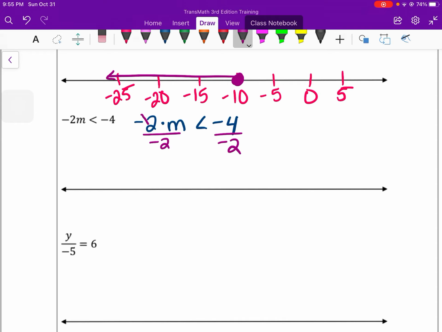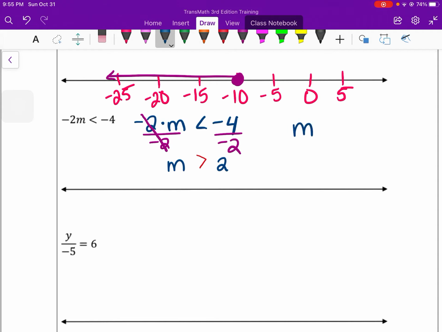Because negative 2 divided by negative 2, when you divide something by itself, it equals a 1. So this cancels to 1. I just get a 1m. And then negative 4 divided by negative 2 is positive 2. Negative divided by a negative is positive. Now what I have to remember is since I divided by a negative, I must reverse my sign.